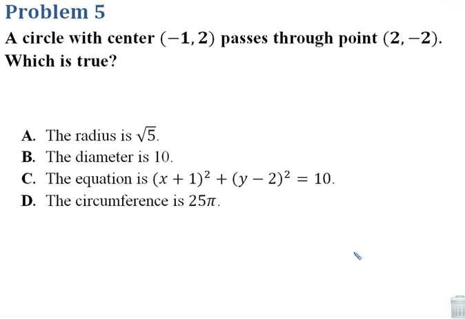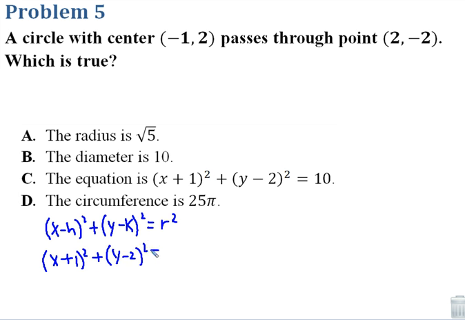Okay, and last problem, problem 5, is going to deal with circles in the coordinate system once again. It says a circle with center -1, 2 passes through the point 2, -2, which is true. And there's some different info about the equation of the circle here. Again, we're going to use our standard form. If I know the center, I can fill that in. So we'd say x minus -1, so plus 1 squared plus y minus 2 squared.